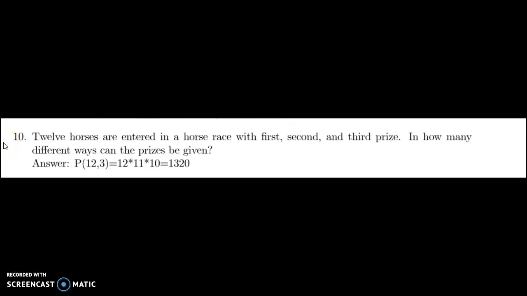Problem 10. 12 horses are entered in a horse race with first, second, and third prize. In how many different ways can the prizes be given? These selections are ordered selections. Of course, it matters which one is first, which horse is second and third. So these are permutations, regular permutations. And the answer is given by P12(3). We have a formula for this. 12 times 11 times 10, 3 consecutive decreasing numbers are multiplied to get the answer.